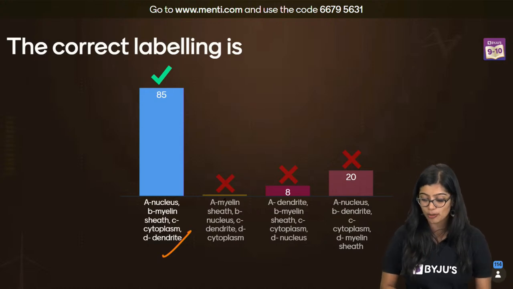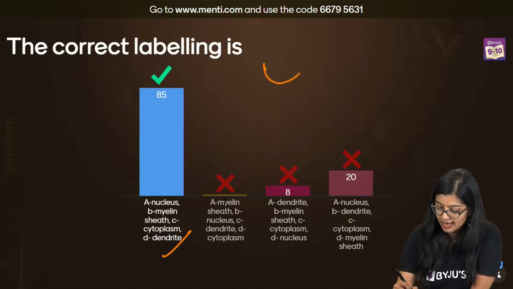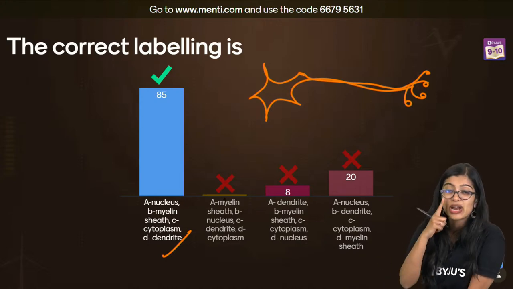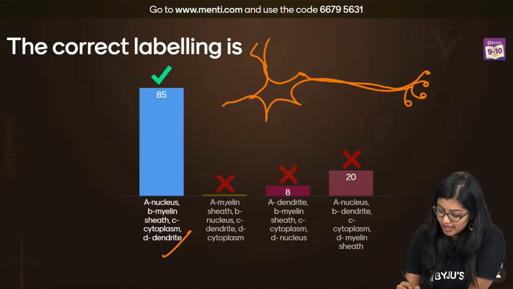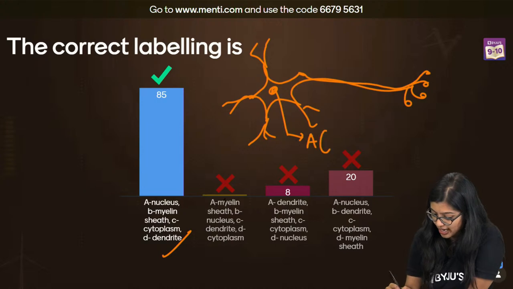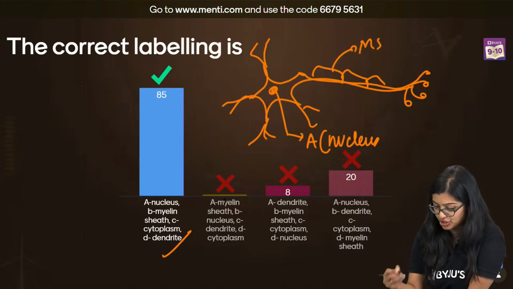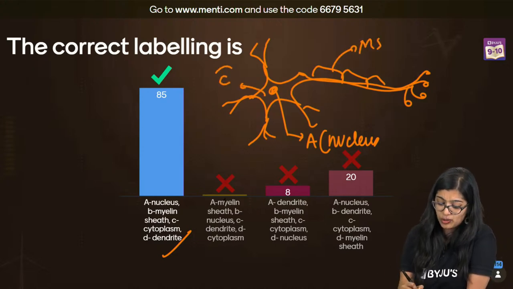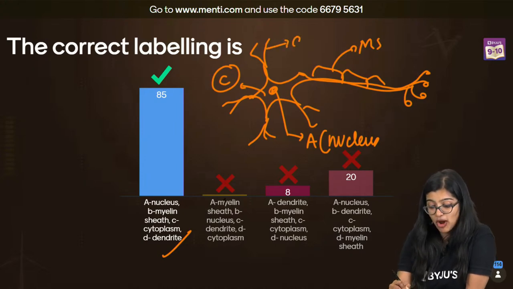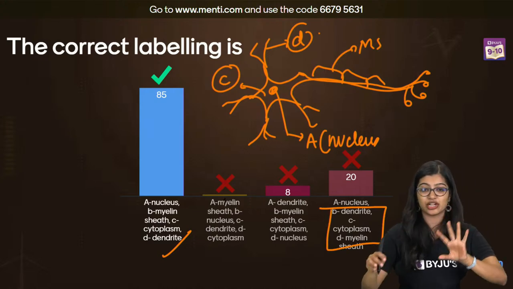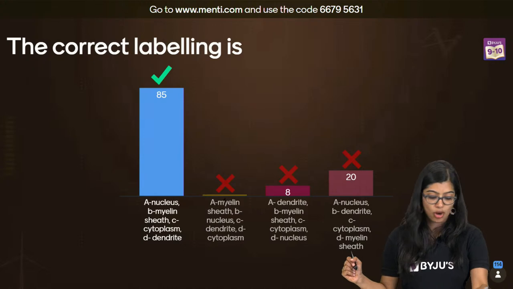The correct answer is option D. Now, if you look at the diagram that was there, some of you got confused with option D. I don't know why. I think you read B and D differently. What happened was, your A was marked at the nucleus. Your B was actually pointing towards the myelin sheath. C was pointing towards cytoplasm. D was pointing towards dendrite. I think some of you got confused with B and D here, and that's why you interchanged and read it. But the correct answer here is option number A.